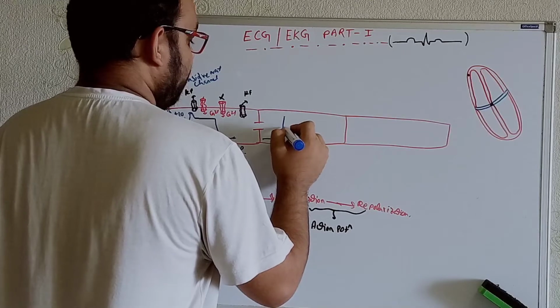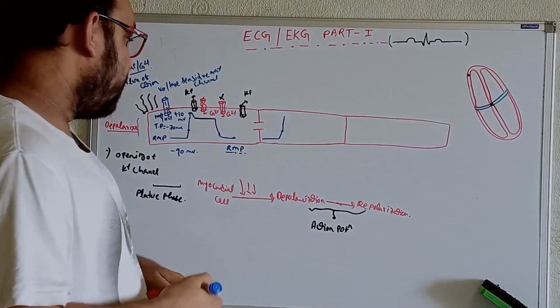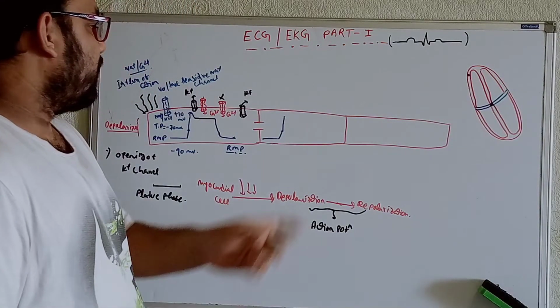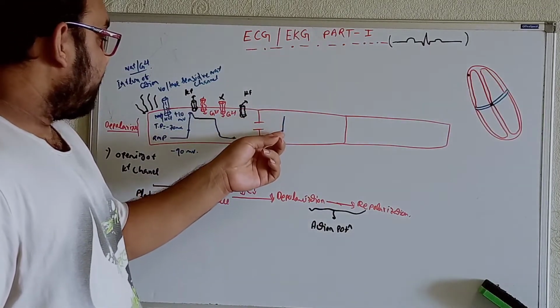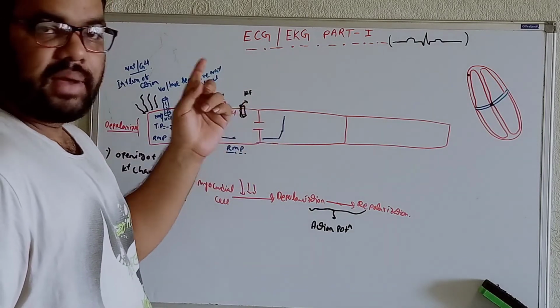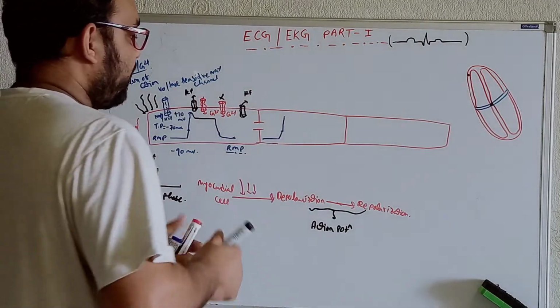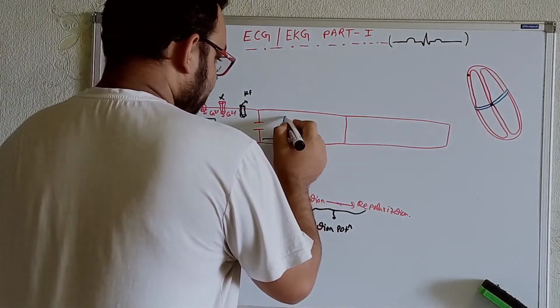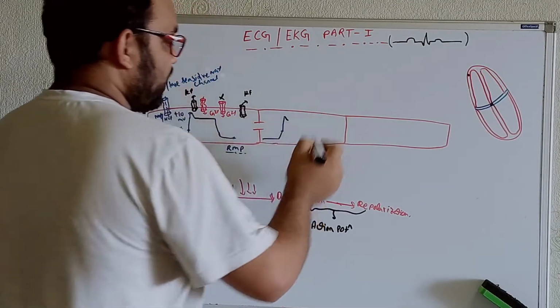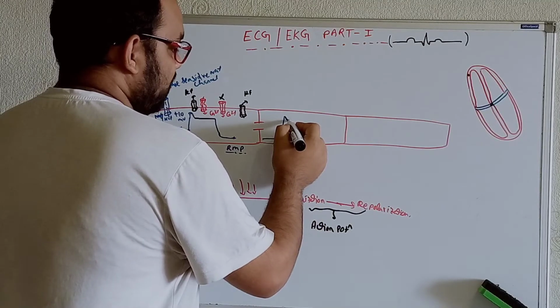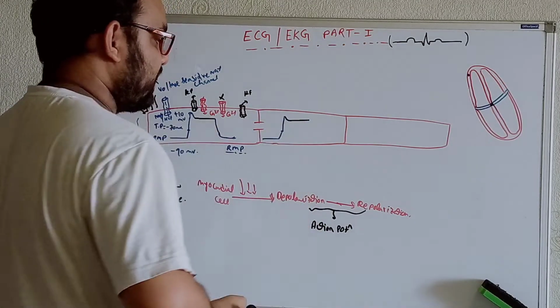Whenever it reaches the threshold potential, again the voltage-gated sodium channel will be opened, and it will take the threshold potential to the maximum peak level. After that, we will see the opening of the potassium channel. As a result, we will get the slight deflection over here. After that, again we will see the potassium efflux and the calcium influx. So there will be no net change, and we can write it over here, the plateau phase.